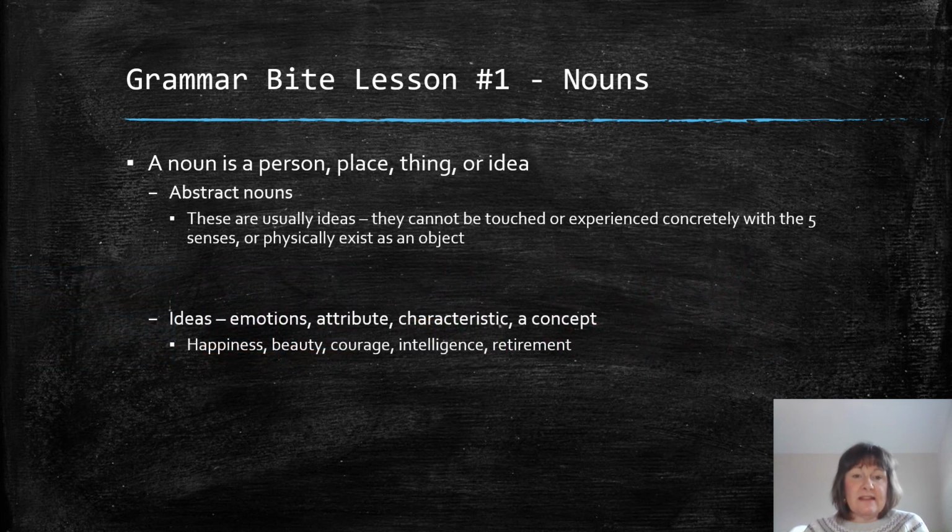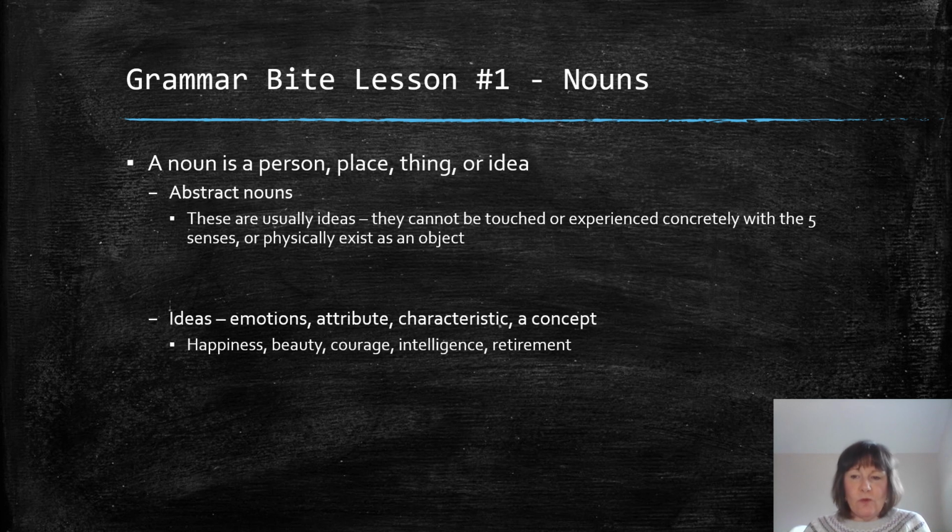Now the other one is called an abstract noun, and these are usually the ideas. This is the idea part of your definition. They cannot be touched or experienced concretely with the five senses or physically exist as an object. These are ideas. They can be emotions, they can be attributes, characteristics, or a concept. And some examples might be happiness, or beauty, or courage, or intelligence, or retirement.